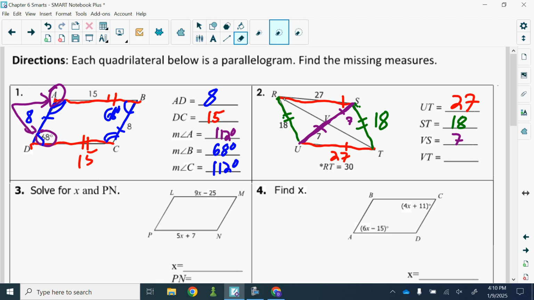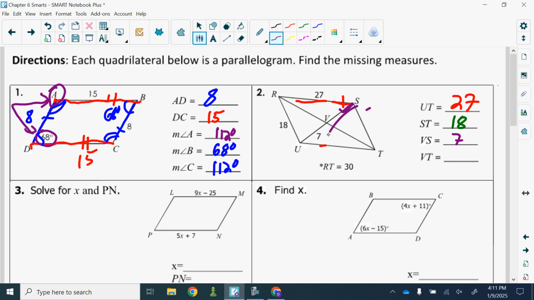Next, and let's get rid of this all for a moment. Next, it wants us to find VT. So VT is half of this diagonal right here. Well, how can we find it? Well, it tells us right here that RT, this whole thing, is 30. So basically, we just want half of that whole length, so that would just be 15. So this is 15.